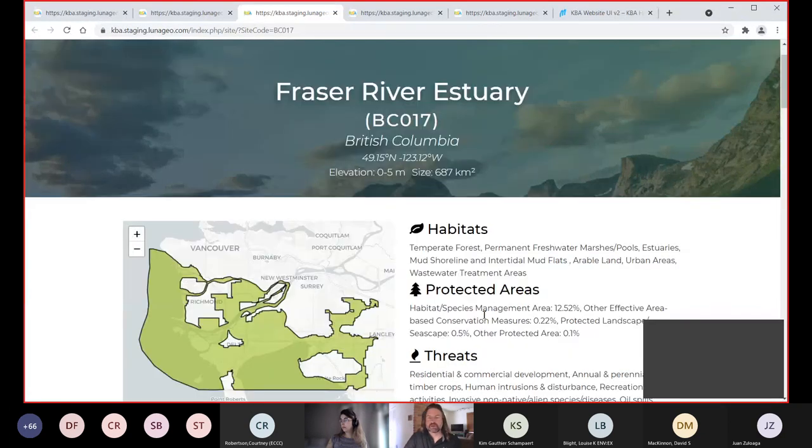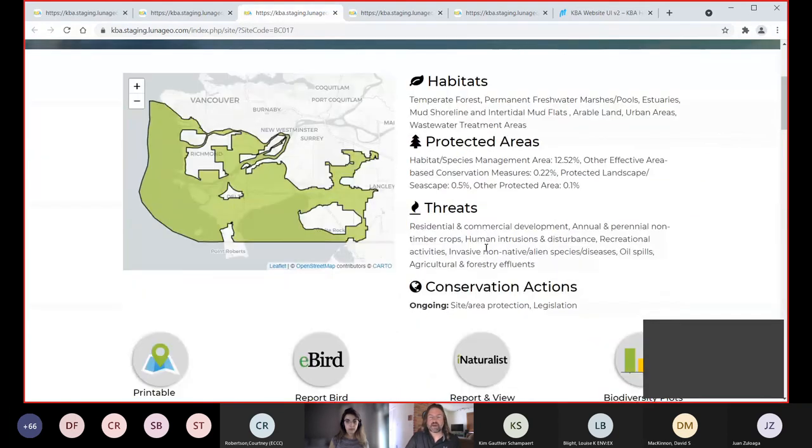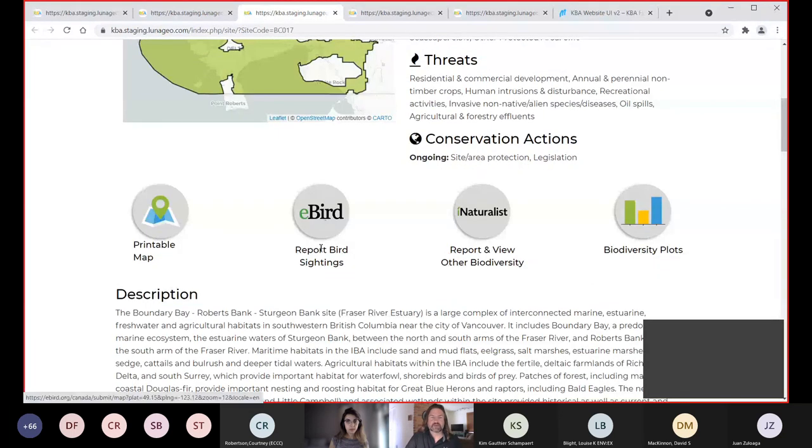Again, this is a placeholder design. There's a new design actually in the works right now to make this look a lot nicer and sharper. But for now, we have all of the info populated from the IBA database, plus new information from our KBA assessment. And so as I scroll down here, standard kinds of things about what habitats are at the site, what the level of protection is, threats and so on. Some goodies to link off to other sources of information, and also ability to report data and contribute data, in this case for eBird and iNaturalist.